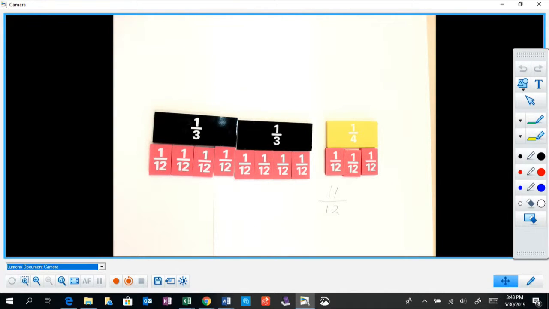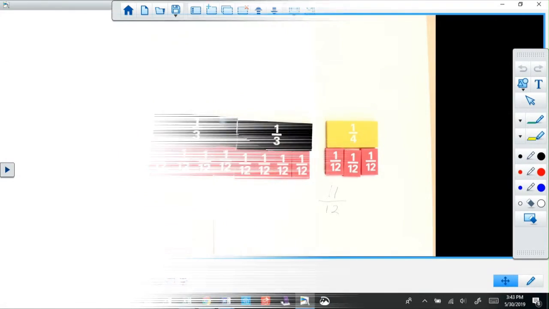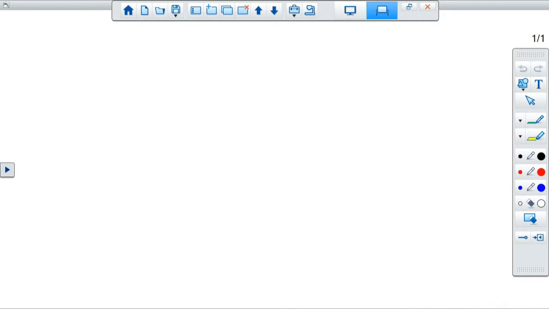So let's look at how we can do that mathematically. Let's take the problem that we just did. We had 2/3 plus we were adding a fourth.